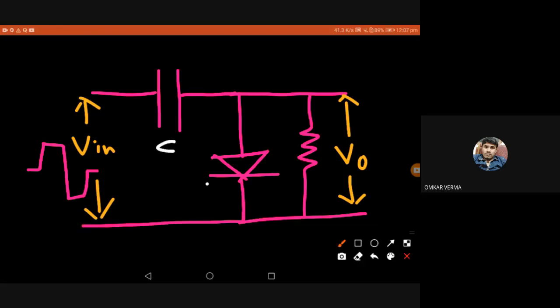See, diode D. Okay, so this is my circuit. This was what we have analyzed.